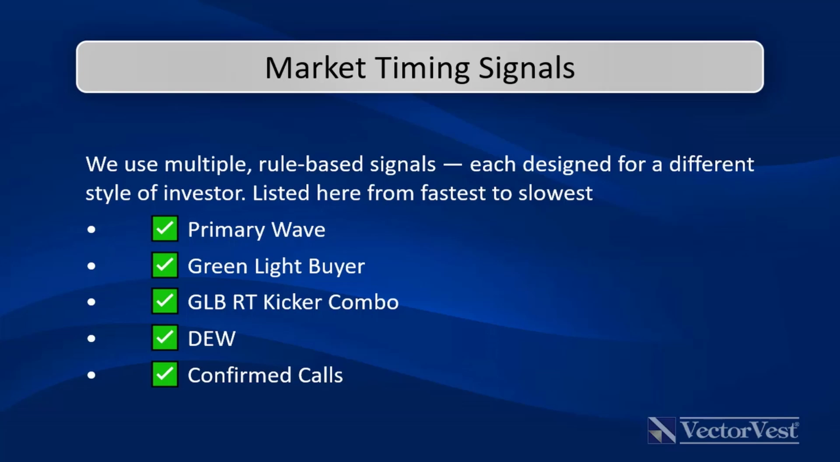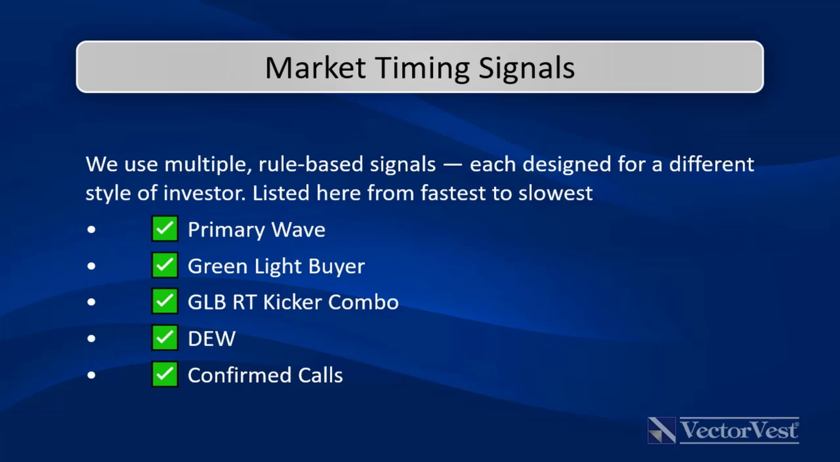So we use multiple rules-based systems, no gut hunches here, anybody's feelings. Each of these signals is designed for a different style of investor because they represent different sensitivities or time frames to recognize reversals in price action. Here I've listed those signals from fastest to slowest.